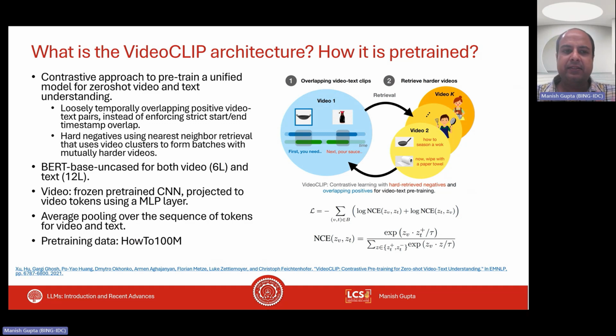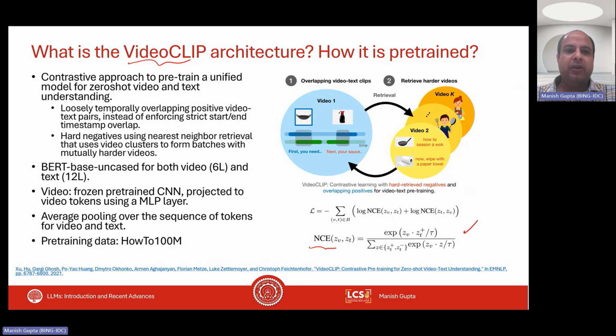But the idea is, let's say that you have a video encoder and you have a text encoder. You could do the same contrastive loss kind of training, the typical popular noise contrastive estimation loss, which can be used for something called VideoCLIP. Just like you have CLIP for image and text pairs, you could also have a VideoCLIP which tries to do contrastive learning with video and text pairs.